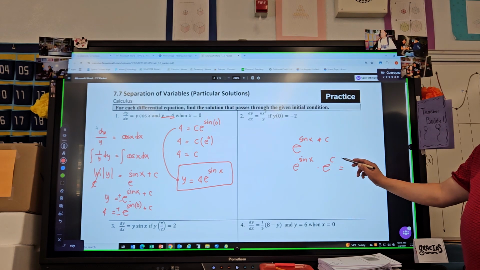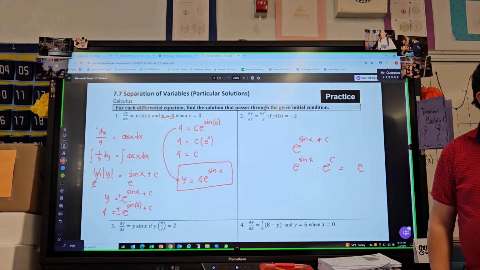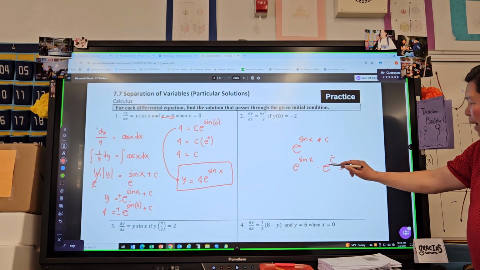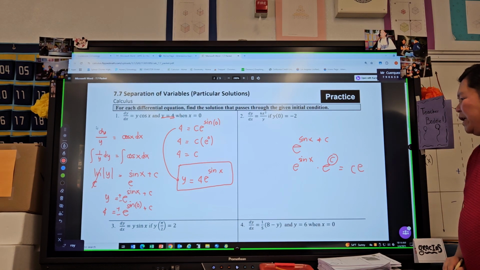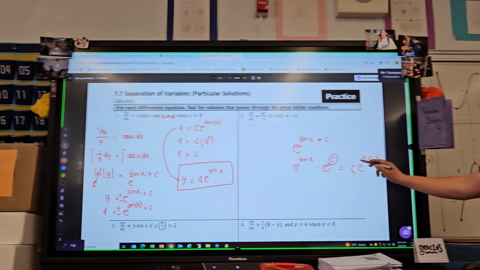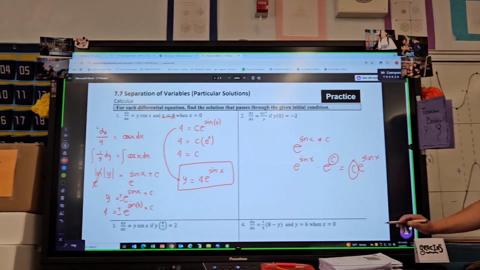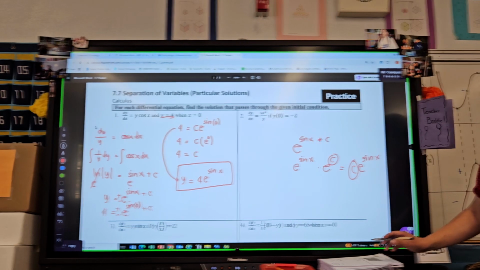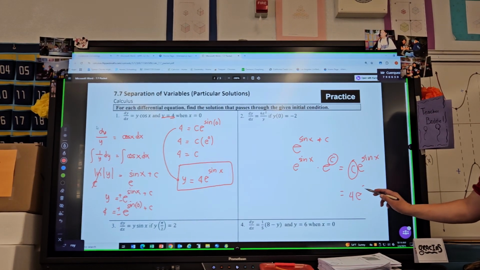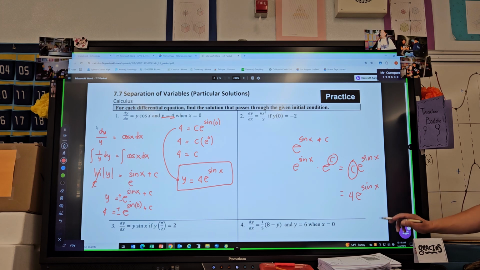But what to do with this? Write this at the front. You get me? At the front, this one, power. So the C goes right here. Then sine x. But what is C defined? C is defined as 4. So this is 4 e to the sine x. Is this clear?